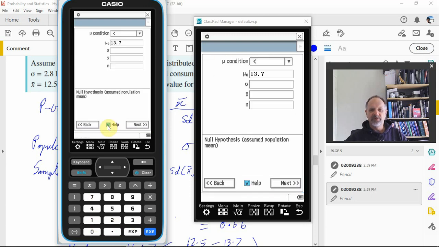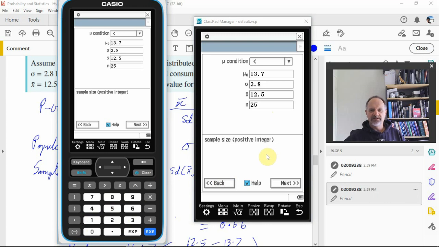You can go help if you want. Null hypothesis, so population mean. The population standard deviation was 2.8, wasn't it? 2.8, there it is, poking out there. Our sample mean, there it is here, X bar, and that's 12.5. So we don't actually even need the Z value on this one. And then our sample size, that was 25 cars, wasn't it?